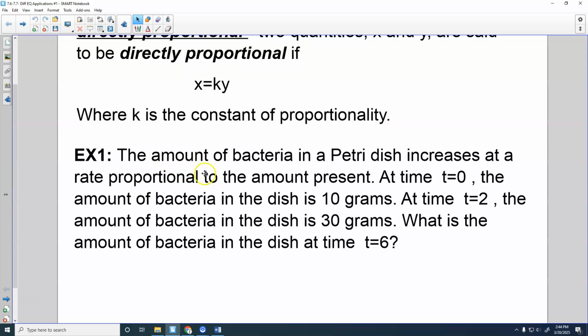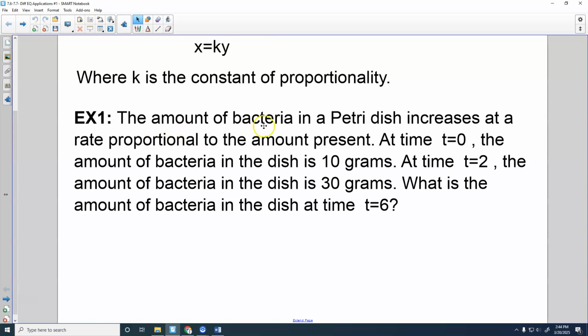So sometimes we will see problems like this. The amount of bacteria in the Petri dish increases at a rate proportional to the amount present. At time t equals 0, the amount of bacteria in the dish is 10 grams. At time t equals 2, the amount of bacteria in the dish is 30 grams. What is the amount of bacteria in the dish at time t equals 6?